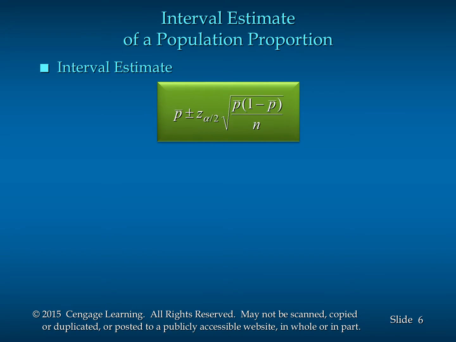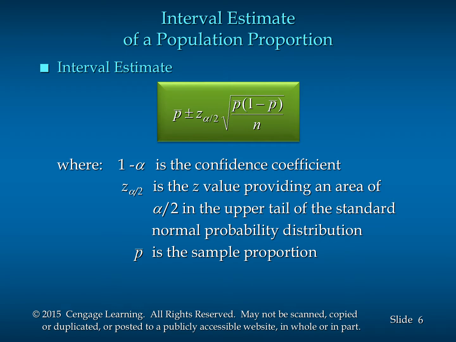Remember the formula for the standard error of the proportion, which was the square root of p times 1 minus p divided by n. Just like with the mean, the formula for the margin of error requires the z value for alpha over 2. In this case, this formula would be taking the sample proportion, p bar, plus or minus that margin of error.